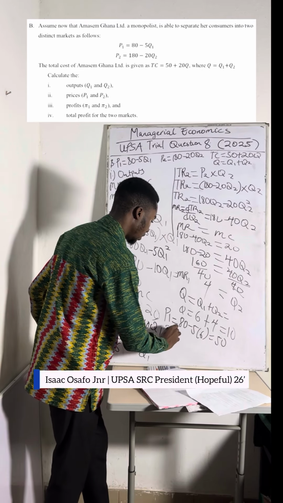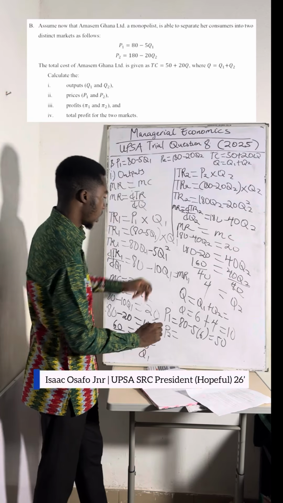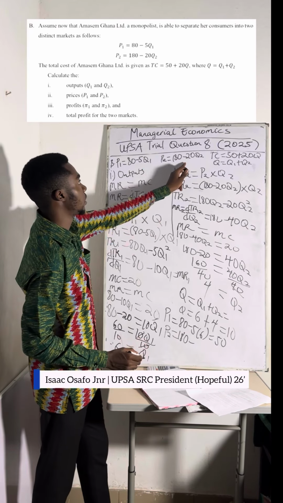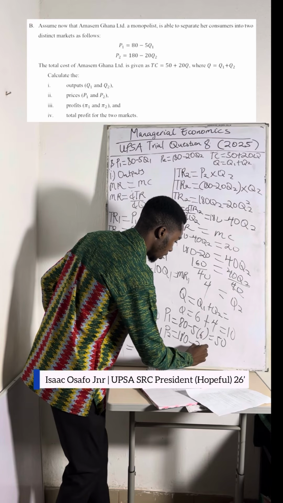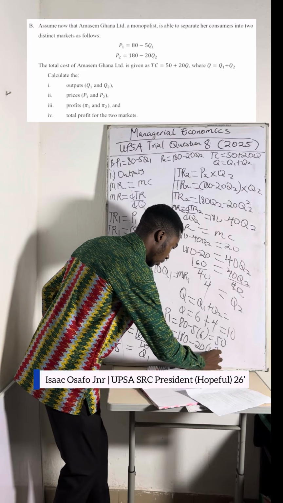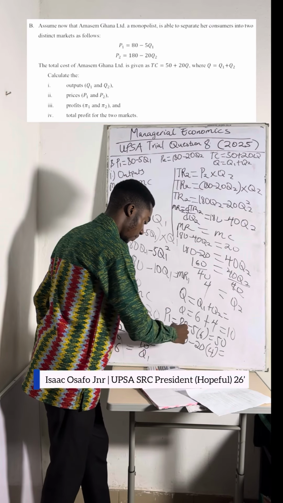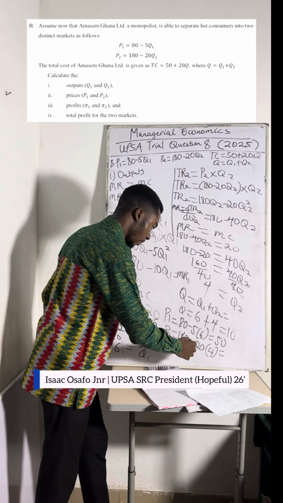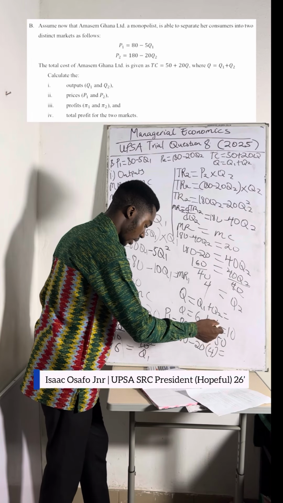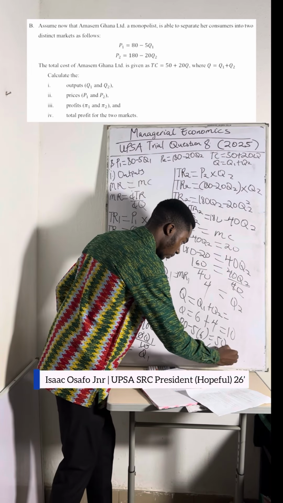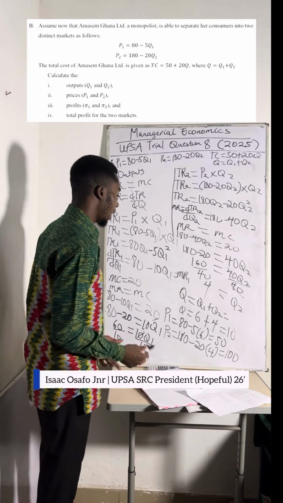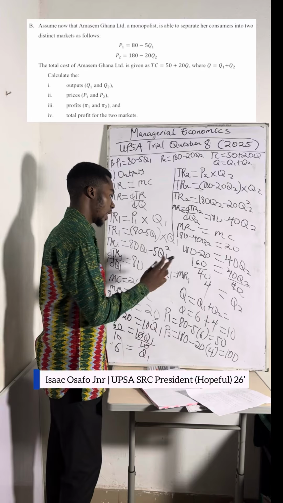Then our P2, which is our second price, they said is 180 minus 20 Q2. So minus 20 times Q2. And we know our Q2 is 4. You get it? So our second price, or our P2, should give us 180 minus 20 times 4. 20 times 4 is 80. So 180 minus 80, and that should give us 100. You get it? So our second price is 100. So the last thing we're going to find is the profit. We found the output and the price.